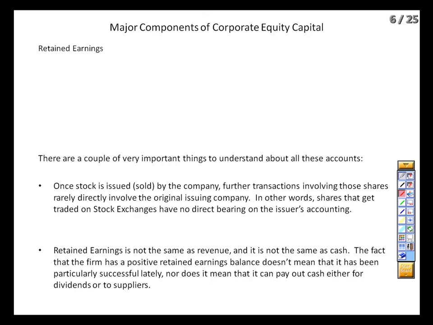The last thing is our retained earnings. This is the sum total of all the profits generated by the firm that have been retained within the firm. That is, they haven't been paid out as dividends. Where are they? They've been reinvested in the business, buying more inventory or expanding productive capacity, something along those lines.